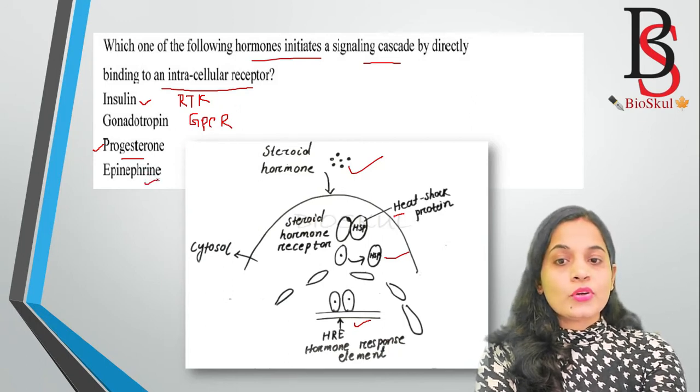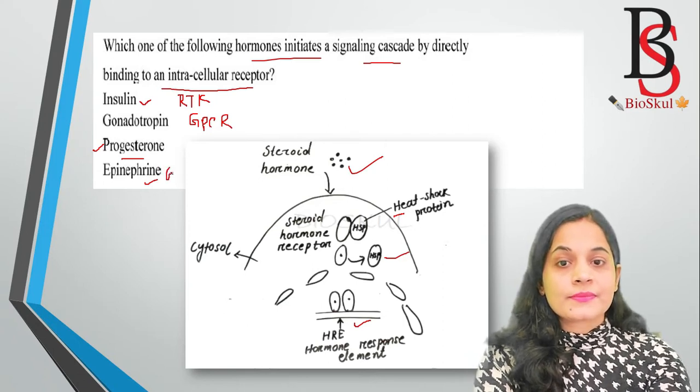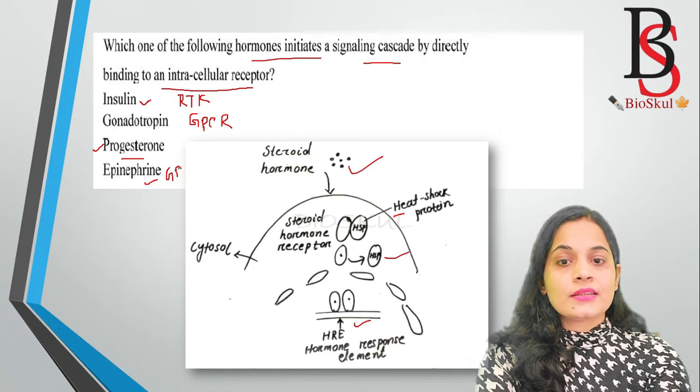The fourth option is epinephrine. The receptor for epinephrine is a GPCR, and GPCR is a cell surface receptor. So the correct answer is progesterone.